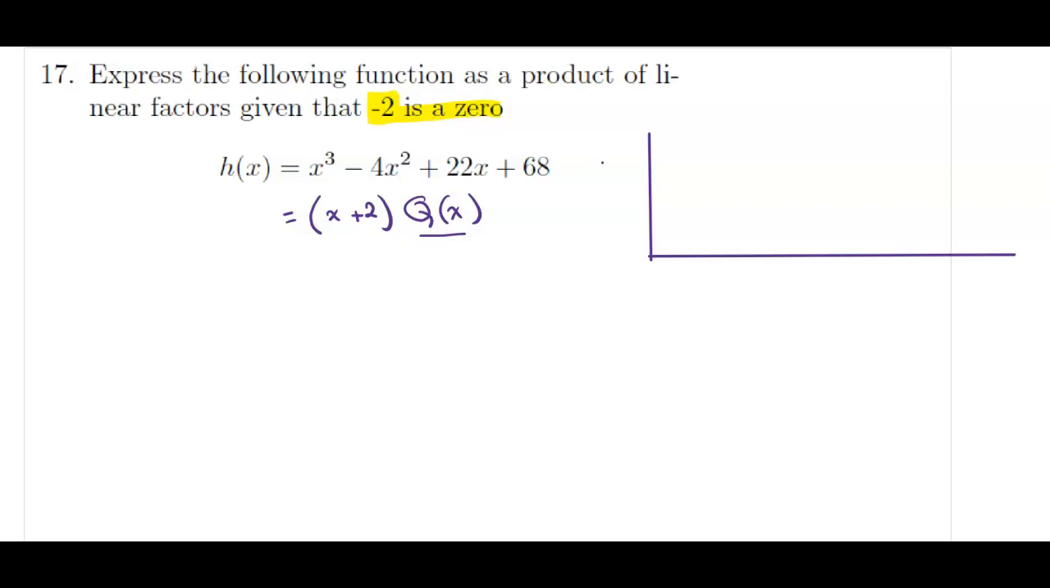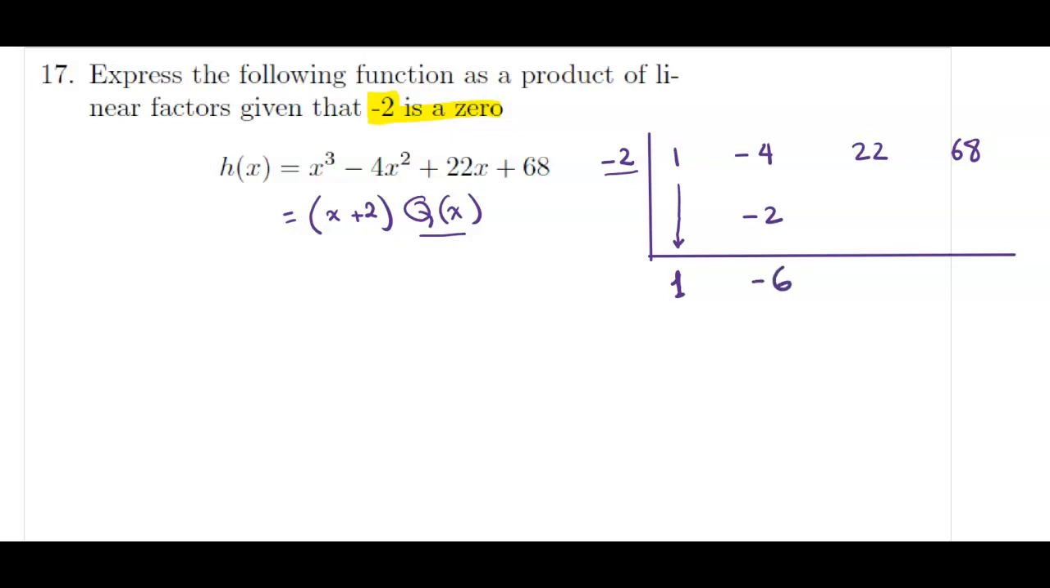So I'm going to divide by x plus 2, which is minus 2 in here. Then I put the coefficients of the dividend, 1, minus 4, 22, and 68. Now the first step, bring this down. So this is going to be 1 times minus 2, which is minus 2. You write it over here, and then add them up together. This is going to be minus 6.